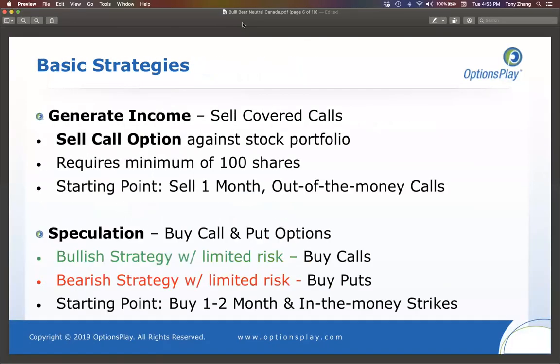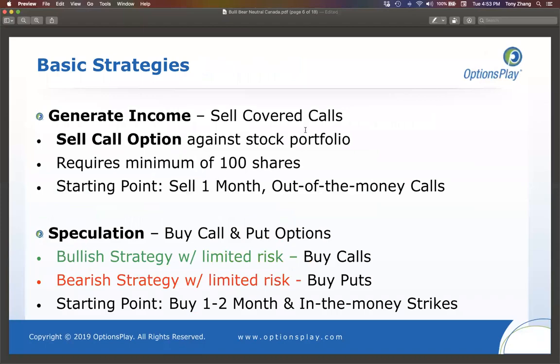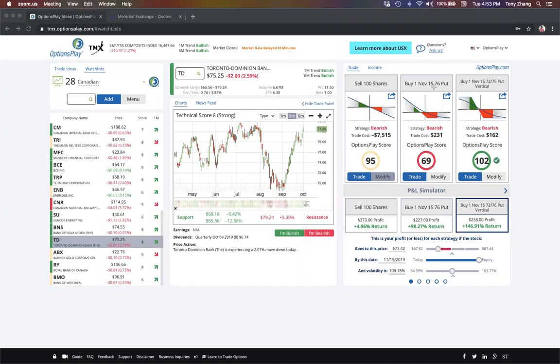So as we were saying before, when you're buying an option, you want to buy roughly 1 to 2 months out, and you want to buy an in-the-money strike. So our platform already applies this on the spot for you for any symbol that you type in and the bearish strategy. So it looks for a November 15th, which is somewhere between 1 to 2 months from today. And it picks a $76 put, which is the first in the money put on TD.